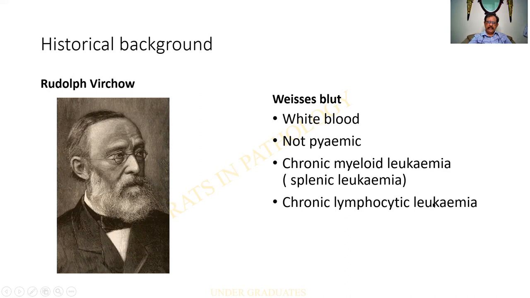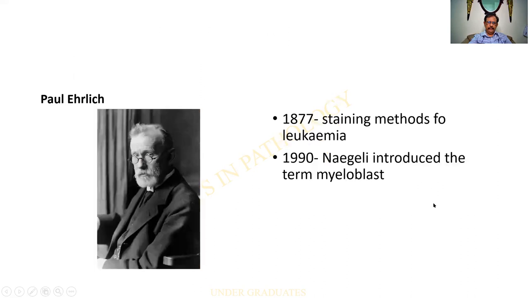There are other things such as chronic lymphocytic leukemia as well. Paul Ehrlich was another person who identified the staining methods to differentiate the different types of leukemias. And Naegeli was a person in 1900 who introduced the term myeloblast.